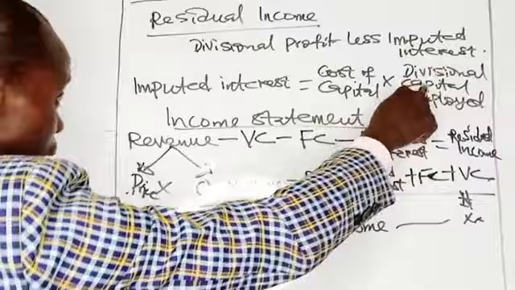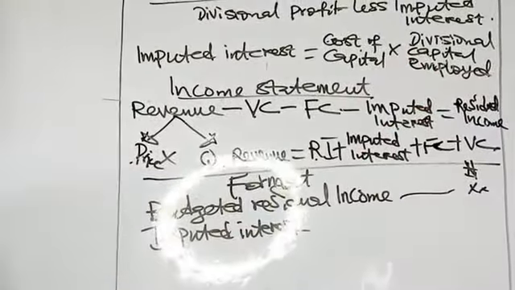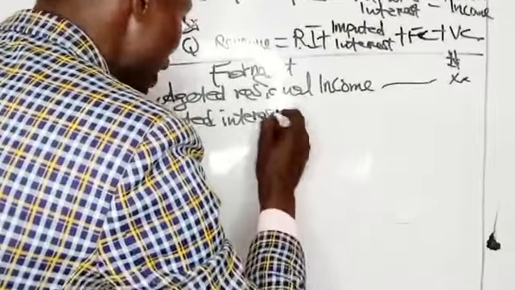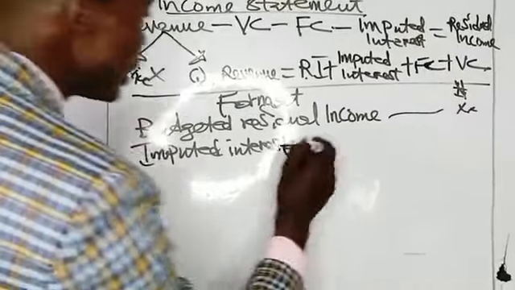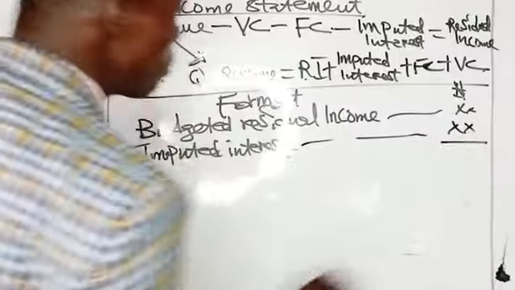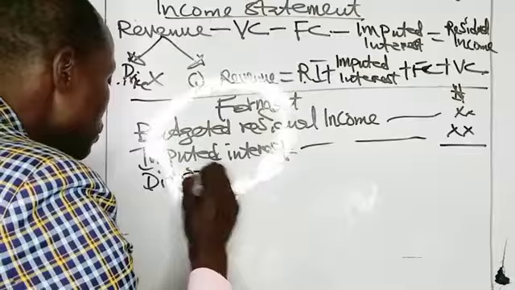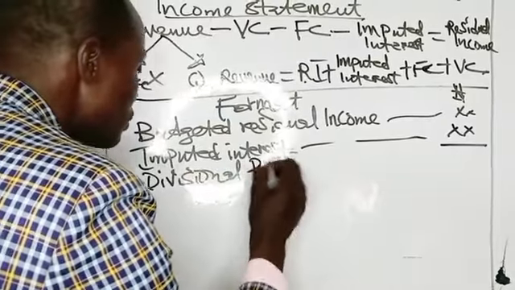I've told you it may be given as capital employed, net asset, or total asset, depending on the information provided in the question. So you add your imputed interest. By the time you add your imputed interest, you get your divisional profit.